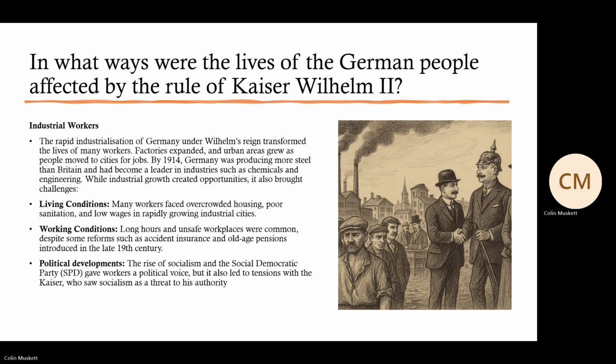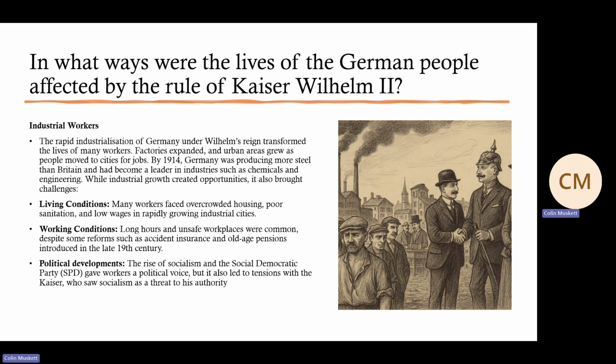So, Kaiser Wilhelm obviously committed Germany to becoming a major world power. He wanted a world policy, a Weltpolitik. To do that, Germany had to undergo rapid industrialization. What that meant, of course, is that for a lot of the labouring classes, the proletariat or the workers, whatever term you want to use, that led to some quite tricky living conditions.